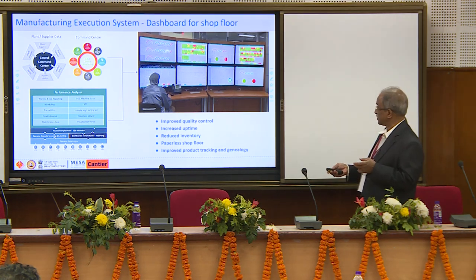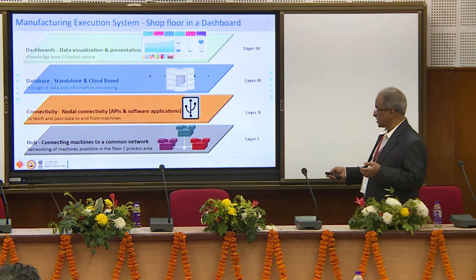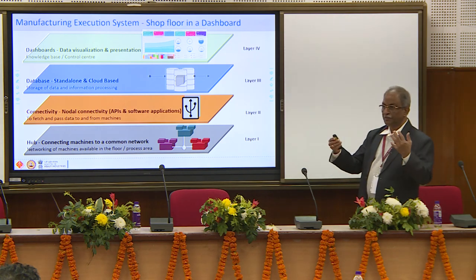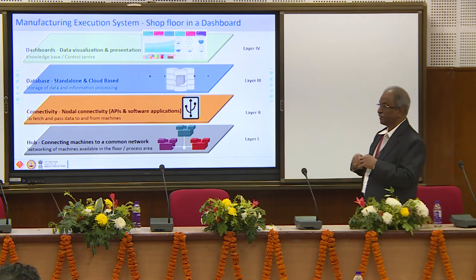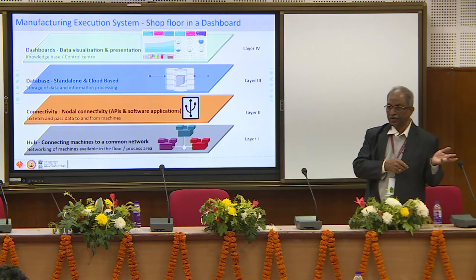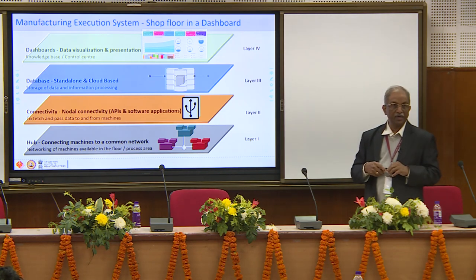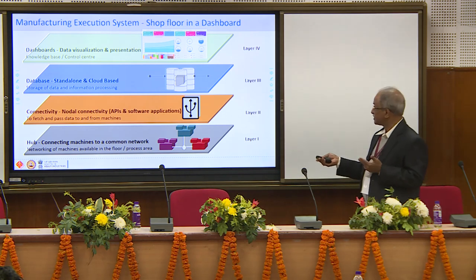All these dashboards are being prepared by us. We divide them into 4. One is the machines via network. Second, you need to have some protocols which can extract this information and then put it on the cloud or on local edge computing or cloud computing, and then present it on the dashboards for visualization of the overall efficiency of the machine or sensor.